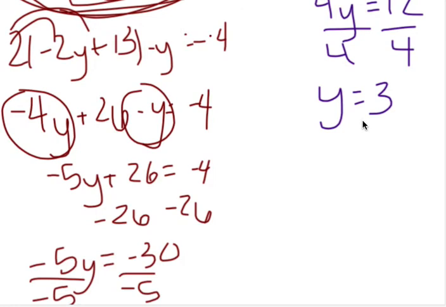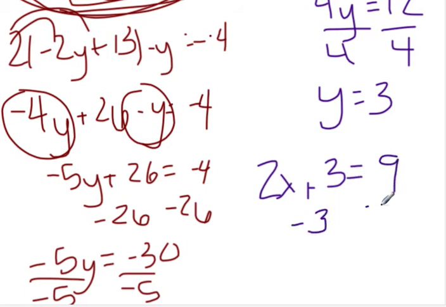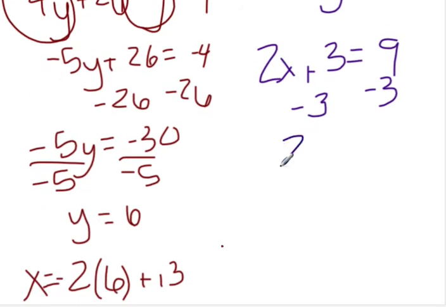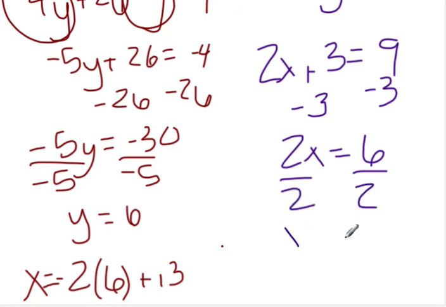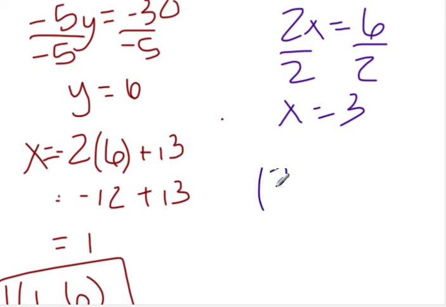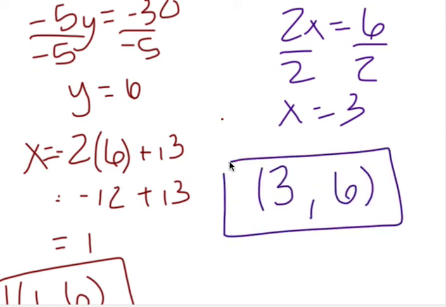So I have 2x plus y is equal to 9. So I'm going to take the y out and I'm going to put 3 in instead, and that's going to be equal to 9. So first thing I want to do is subtract 3 from both sides, and I get that 2x is equal to 6. Divide both sides by 2, and I get that x is equal to 3. So now I want to write that out as a coordinate point. My x is 3, so I write that first. My y is 6. So I have the point (3, 6) for number 6.